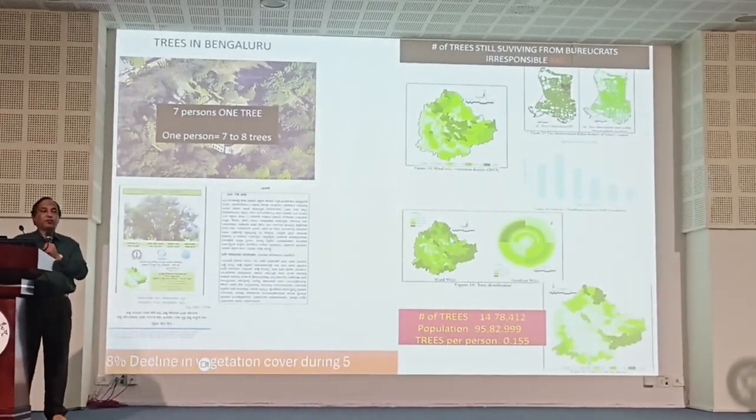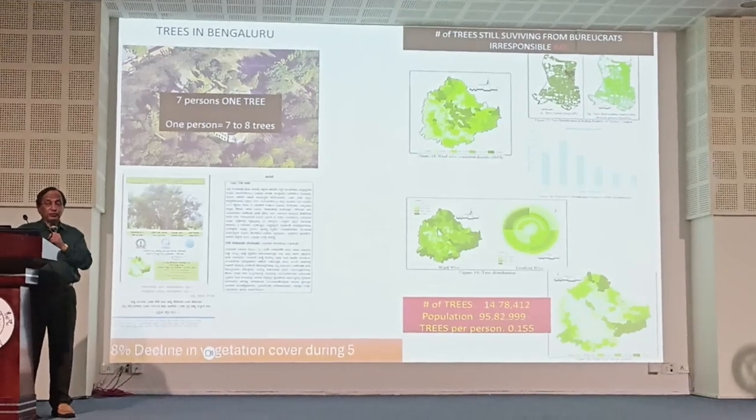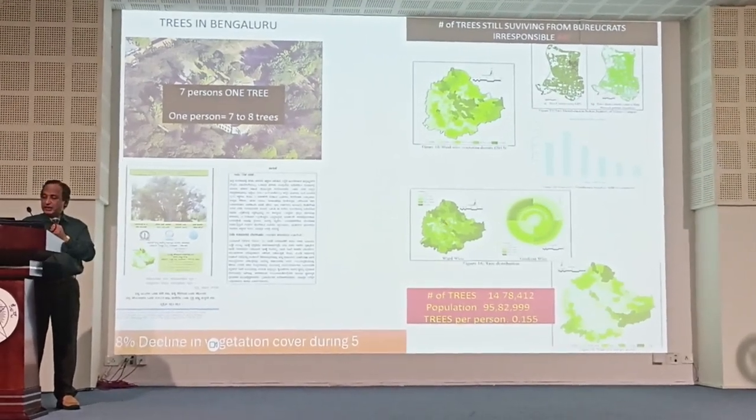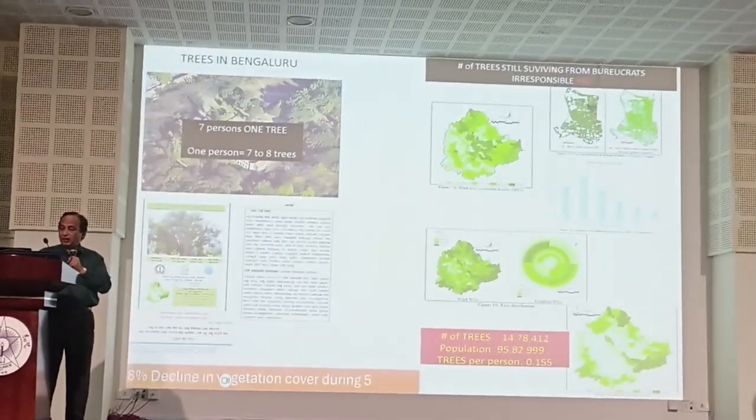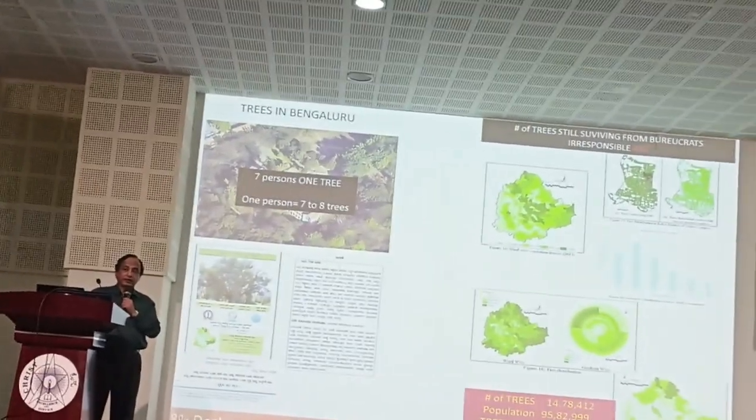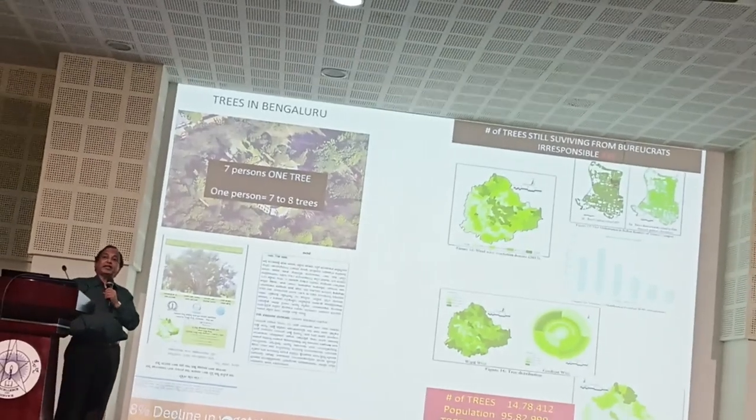We just overlaid the ward boundaries. So we know in each ward how many trees are there. Our study shows that 1.5 million trees are there in Bangalore for a population of 9.5 million. That means for every 7 people, one tree is there.